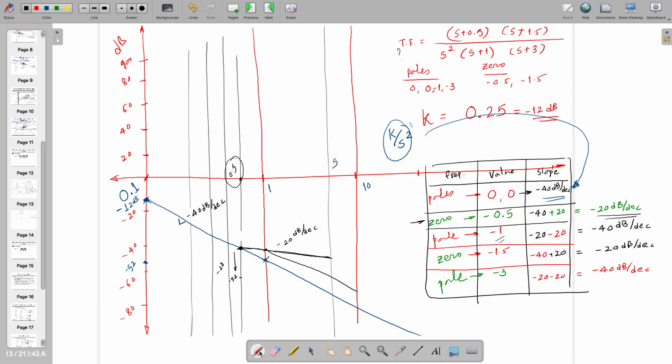Yes, Nakul. Okay, 1 decade ahead. Yes, so 1 decade that side, right? From here to... actually I made a mistake here in drawing. Okay.